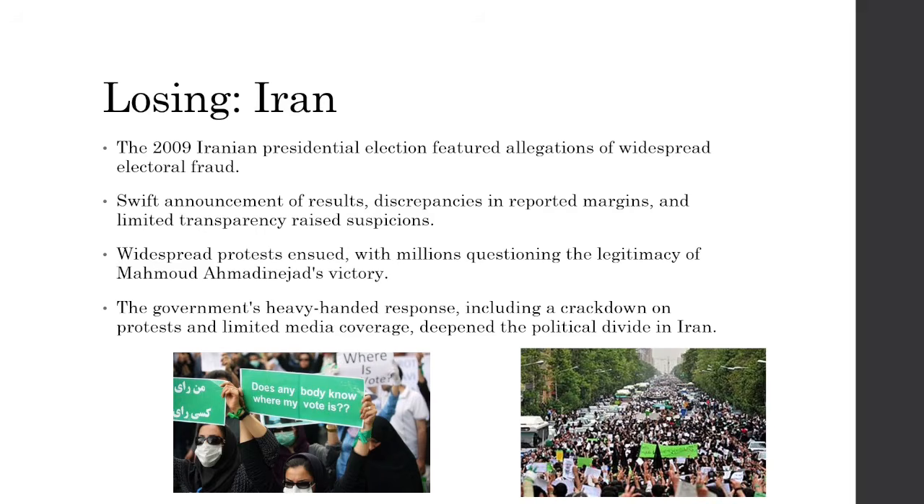And this very much affected the political divide in Iran, because some were like, yay, this president won, woohoo! And others like, no, he shouldn't have won. There was fraud. And that really divided the people in Iran.